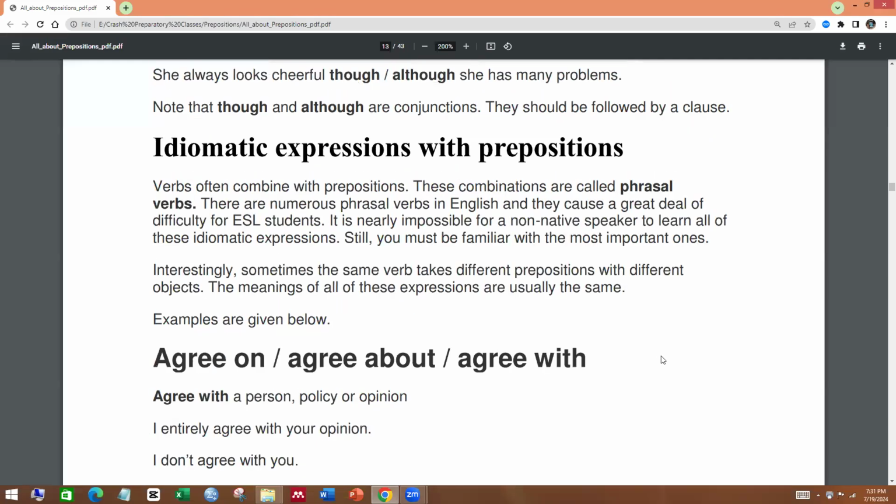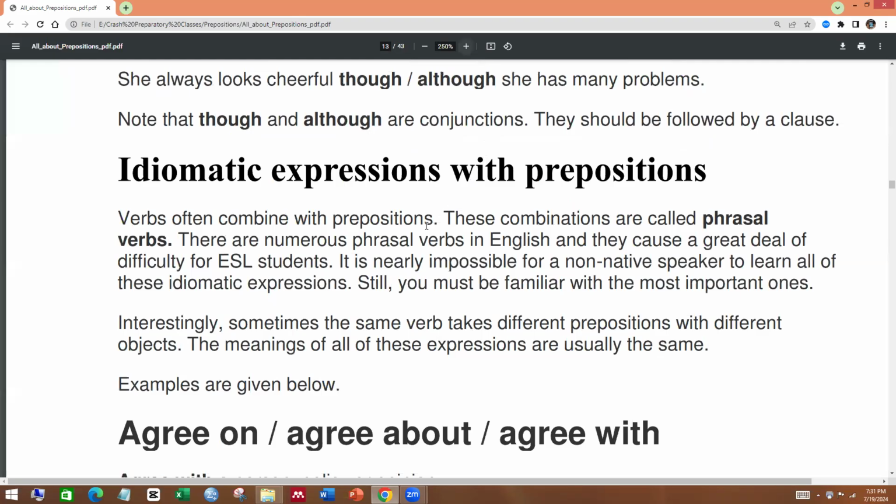Idiomatic expressions with prepositions. Verbs often combined with the prepositions. These combinations are called phrasal verbs. Phrasal verb के बारे में I must have given a little explanation before, but we'll cover that topic inshallah. तो चलें phrasal verb का फिर मैं repeat कर देता हूँ if you are unaware about it.